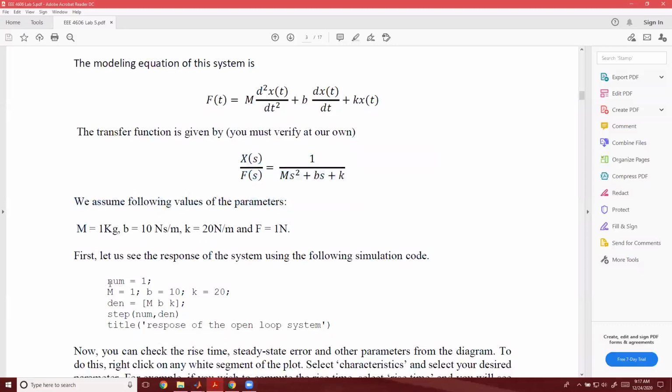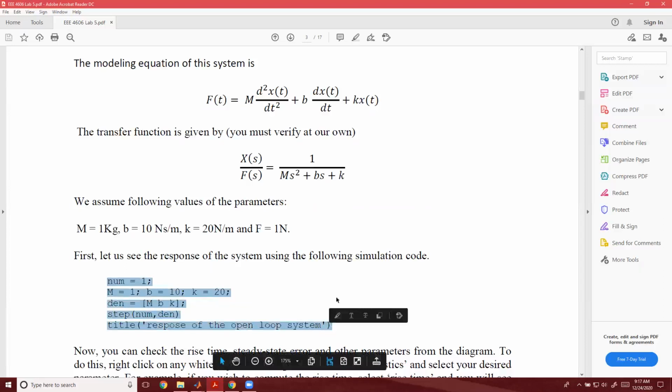Okay, so we have our numerator and we have a denominator. I don't think I need to explain this anymore, right? So we just apply step input. Let's see what type of output we get.